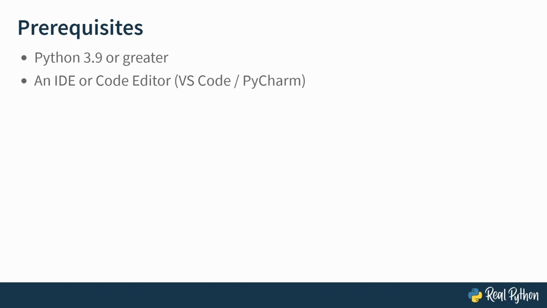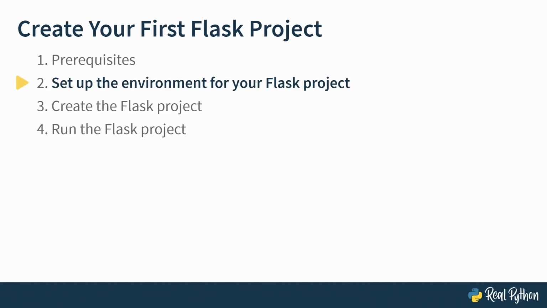Having a good code editor is crucial for writing and debugging your code effectively. I recommend Visual Studio Code or PyCharm, as both offer excellent features for Python development, including syntax highlighting, code completion, and debugging tools. However, feel free to use any editor that you are comfortable with. Once you've confirmed these prerequisites are in place, you will be ready to move on and create your Flask project. Now let's go ahead and set up the environment for your Flask project.